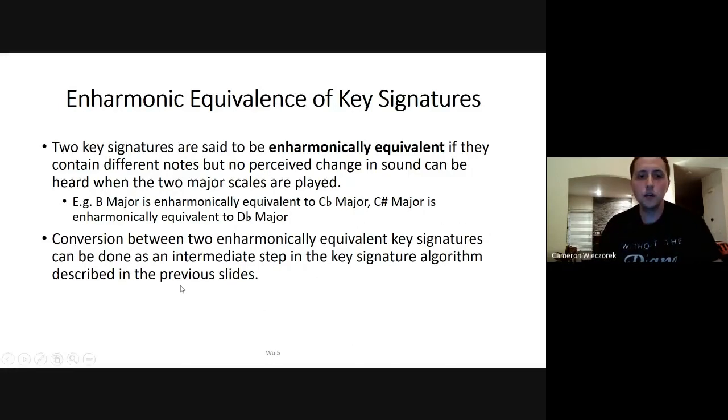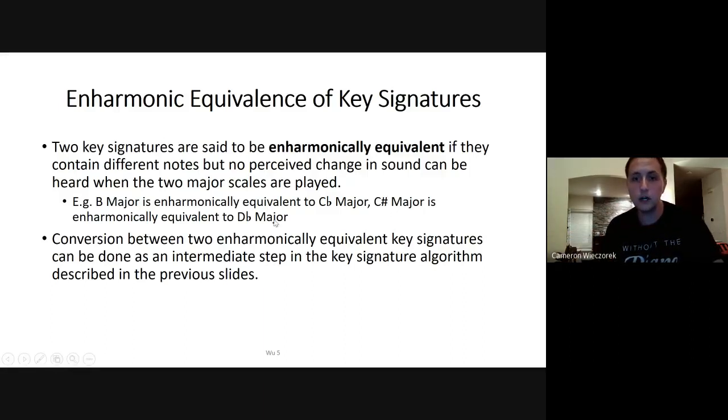The next thing I want to discuss is what's called enharmonic equivalence of key signatures. Two key signatures are said to be enharmonically equivalent if they contain different notes, but your ear cannot detect any perceived change in sound when those two major scales are played. So for example, because B and C flat are the same note on the keyboard, B major is this white key, and it's a half step to the left of C, so you could also call it C flat. Because they are the same note, when you play their major scales, they're going to sound the exact same to your ear, even though written out they have different notes listed.